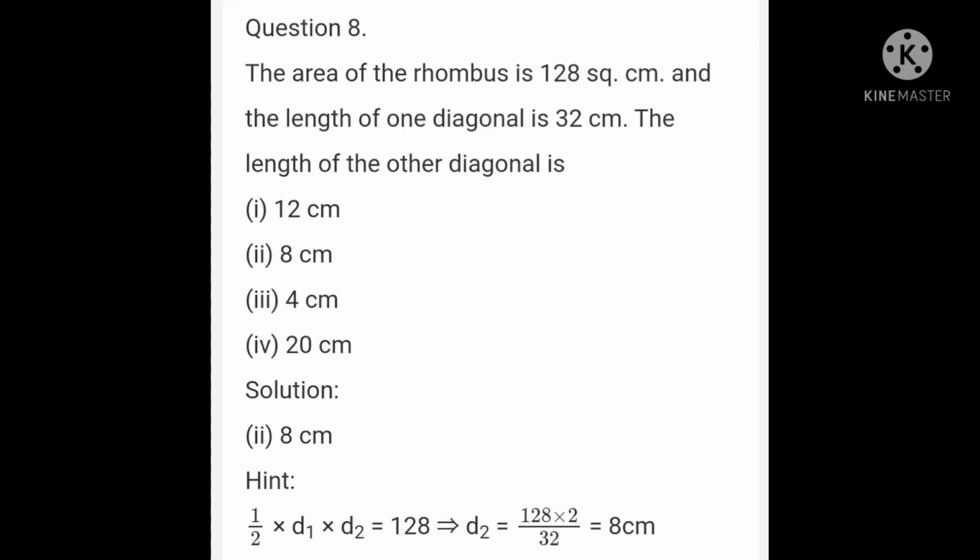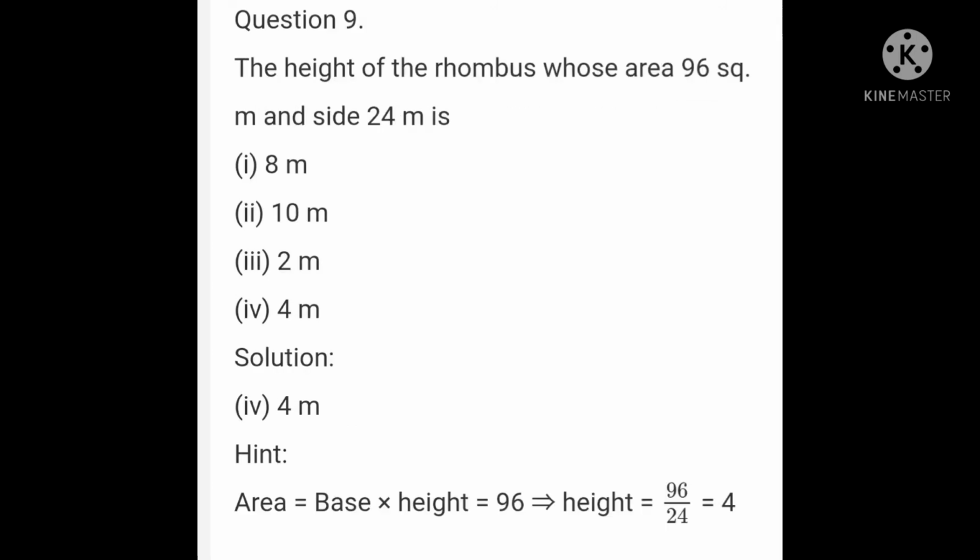Now next one, eighth question. The area of the rhombus is 128 square centimeter and the length of one diagonal is 32. The length of the other diagonal is, just write the formula first, 1/2 into D1 into D2, which is equal to 128. Because area is given, just substitute the values. We have one diagonal is 32. So already area is 128. So 128 into 2, that 2 goes to that side means multiply by 2. So 2 divided by 32. If you cancel this, we will get 8 centimeter.